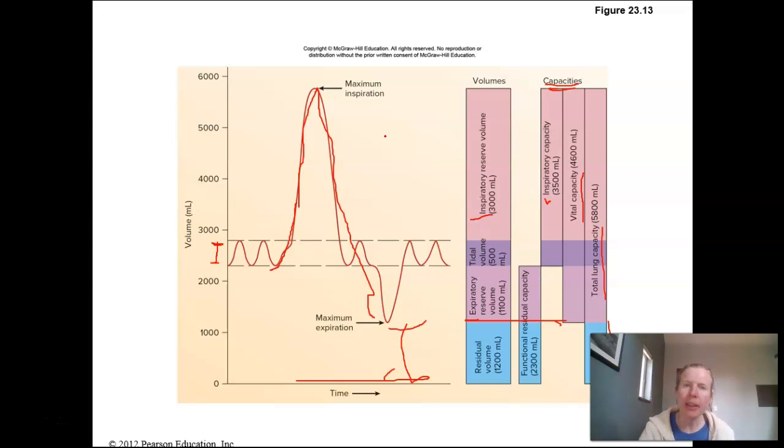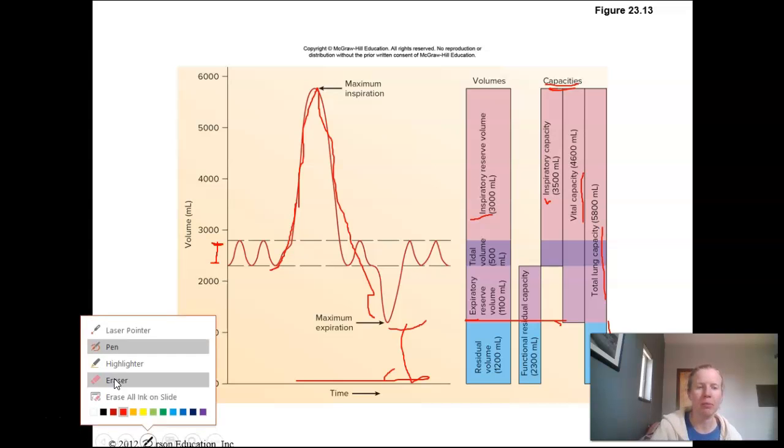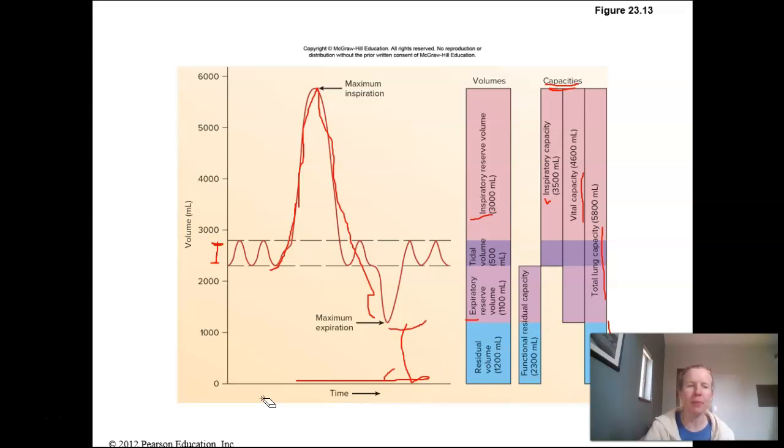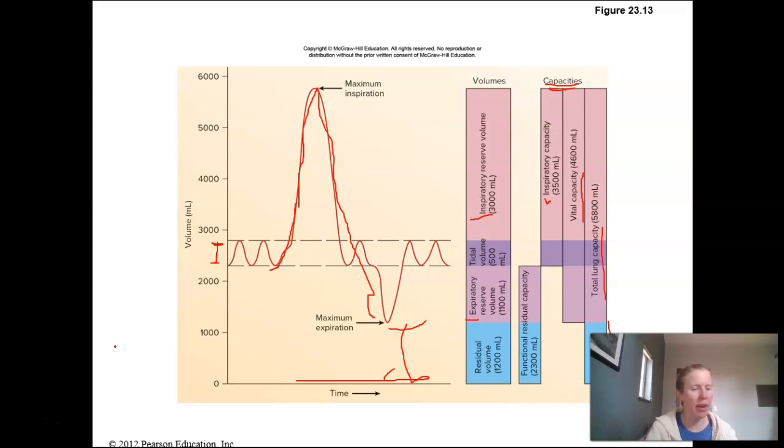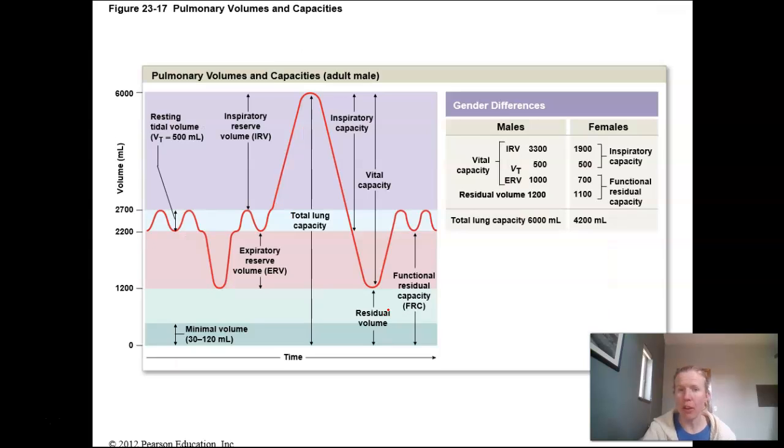Oh, one other capacity here. Right, this functional residual capacity. What we're looking at there, that is basically this expiratory reserve volume, right? So how much you can exhale after a normal breath, and then also that residual volume. Those two values together are referred to as functional residual capacity. Okay, so these are important values to know.